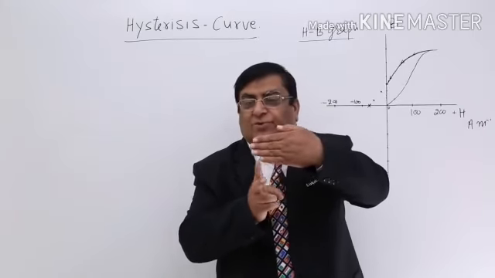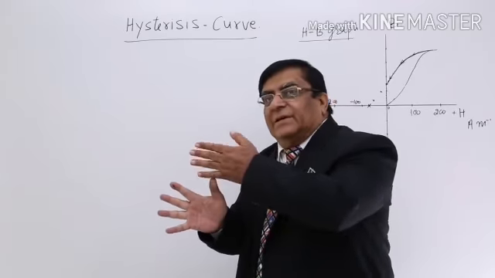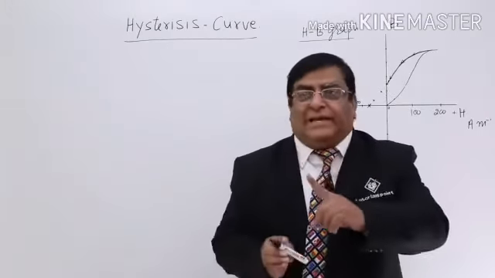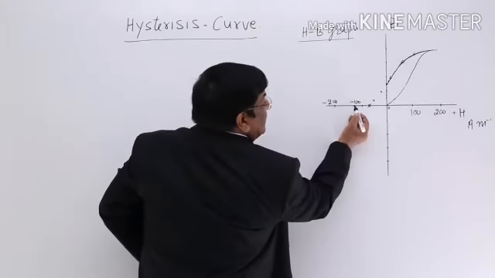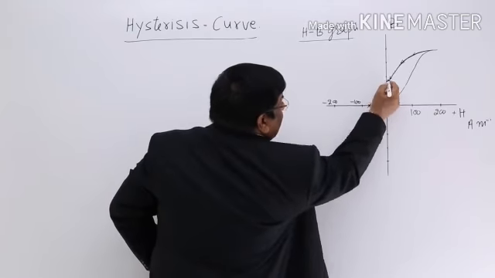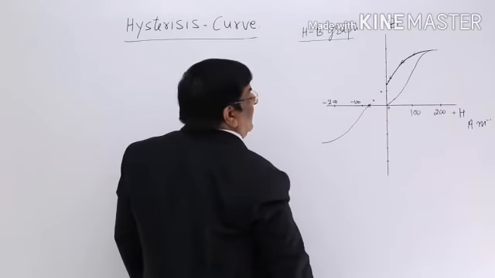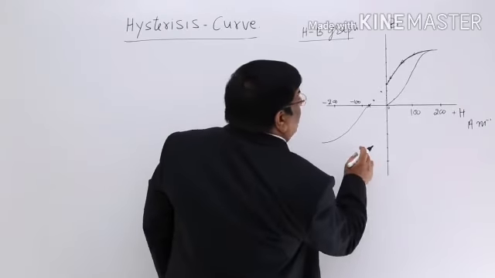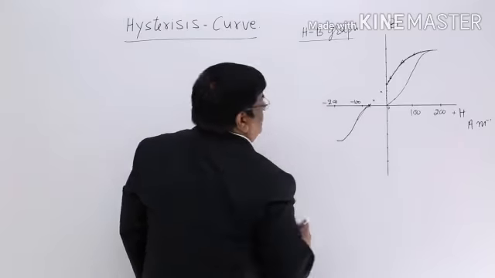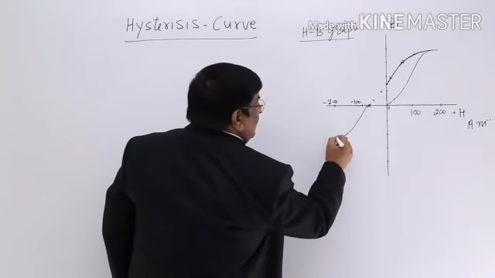Now these domains rotate and go in this direction. 2, 4, 6. H is increasing. This is also increasing, both on the negative side. H is increasing on the negative side, B also increases on the negative side, and we get a graph like this. Okay. Then what happens? We find that after a certain time, here this graph becomes parallel.